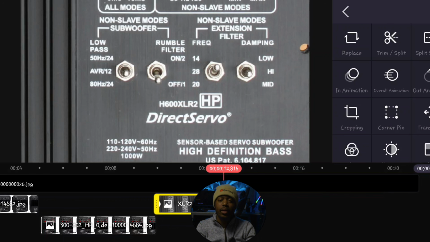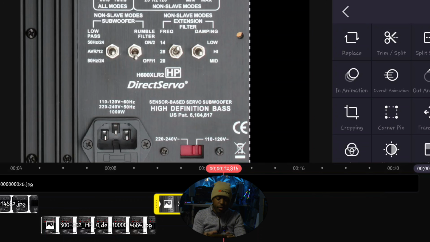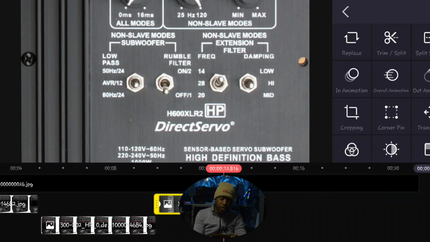Let's talk about damping last. So under extension filter, you have frequency and damping. Depending on how you plan to use your sub, or how you tend to use your sub, will decide which one's best for you.